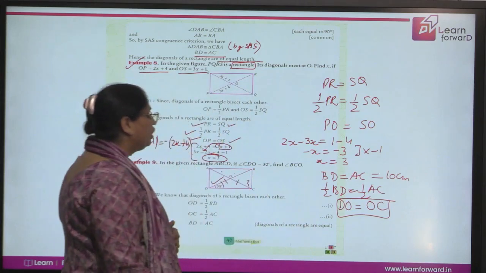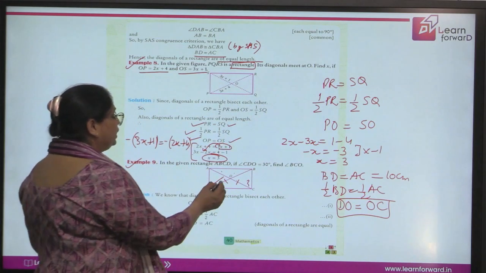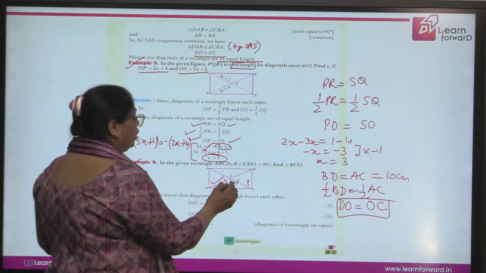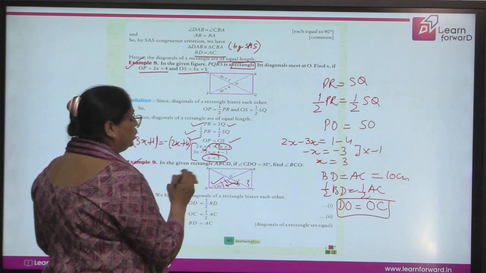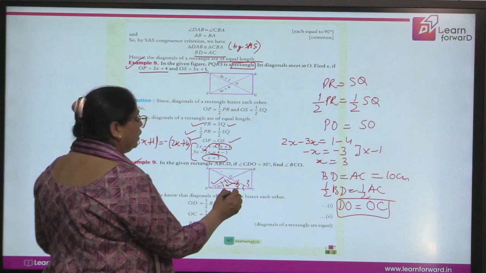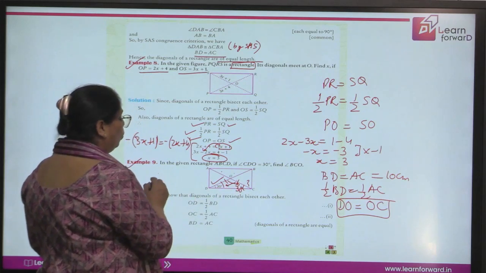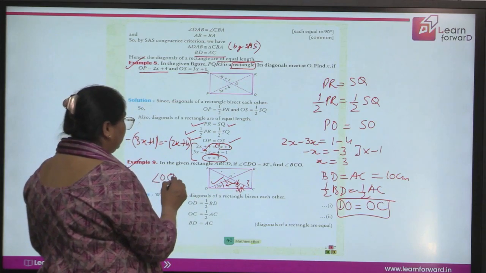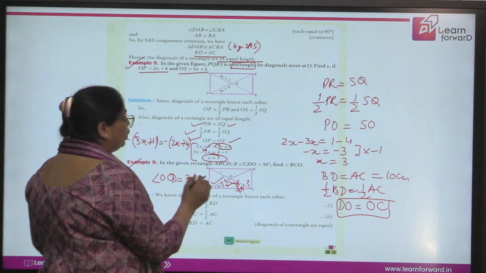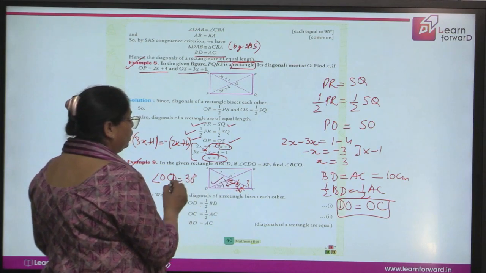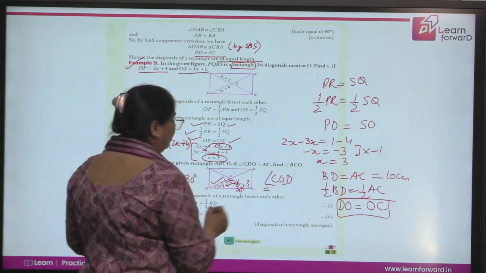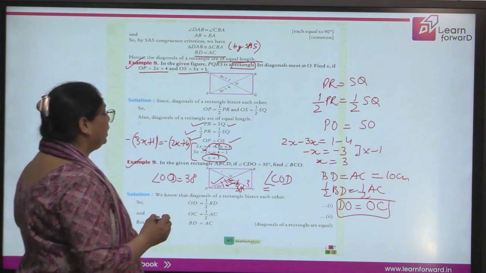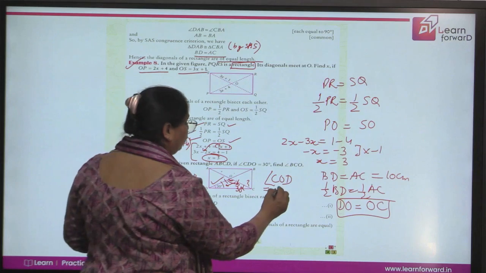This way also we can do it. If this side is equal to this side, then the angle opposite to this side must be equal to the angle opposite to the other side, so it will be 30 degrees. Angle OCD must be equal to 30 degrees. So what is left here? Only angle COD. By the angle sum property of a triangle, angle COD must be equal to 120 degrees.